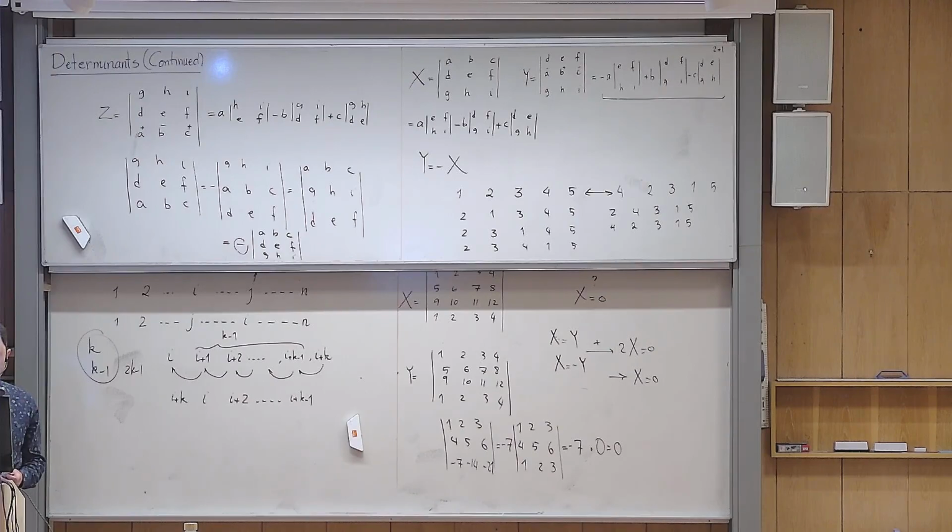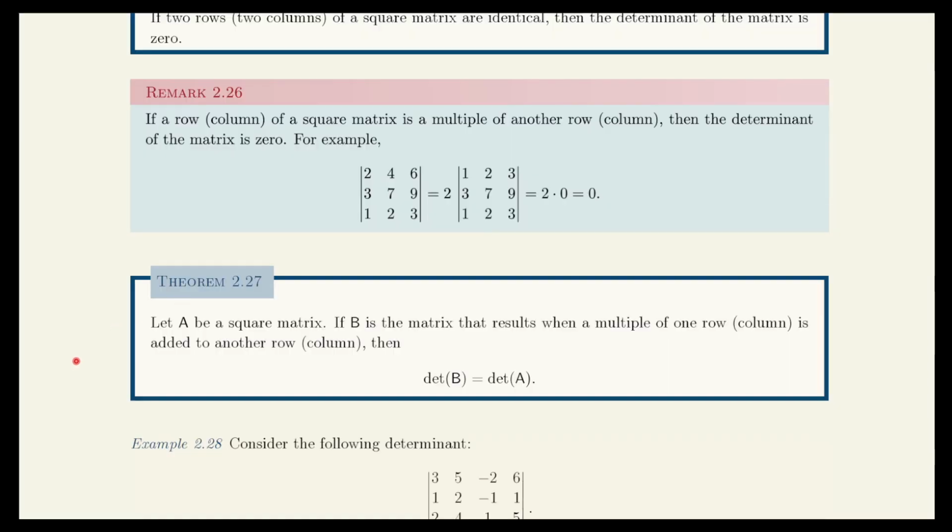This is also an extremely important theorem, so let us mention it here. Let A be a square matrix. If B is the matrix that results when a multiple of one row or column is added to another row or column, then the determinants are exactly the same. So what does it mean?